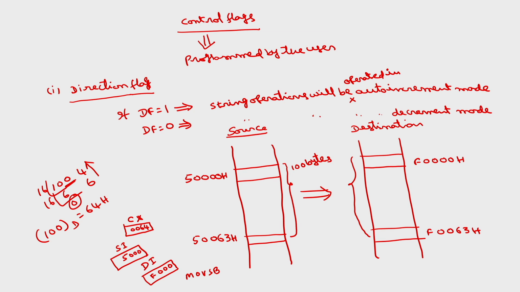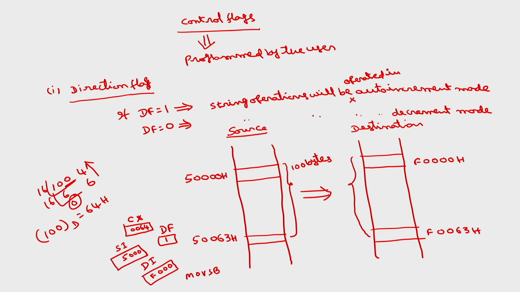So, if the direction flag is 1, then the addresses, SI and DI, will be automatically incremented. So, this transfer will be from top to bottom. If the direction flag is set to 0, the transfer will be from bottom to top.